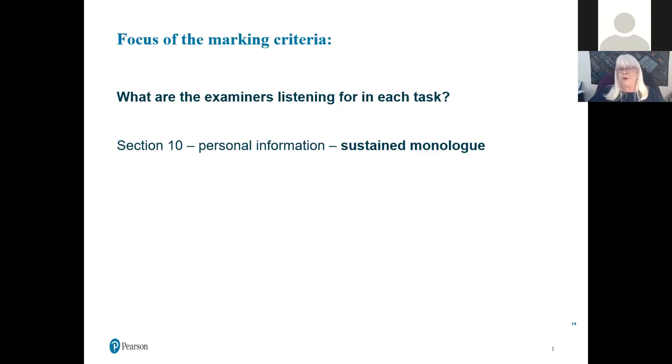And before we go any further, I want to just quickly address malpractice. There's a fine line between being well prepared for the test and reciting something which is pre-learned. The subject of the sustained monologue is not known to the test taker before they get into the room, and so the test takers, your students, have to be prepared for a number of different possible questions.